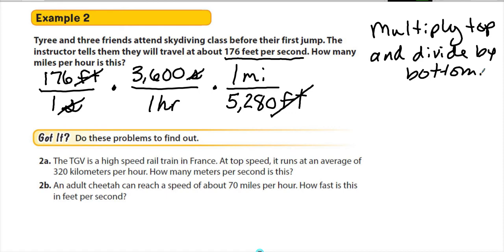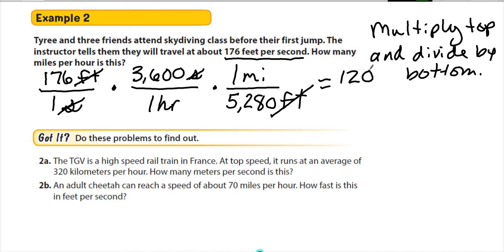Okay, so we're going to take 176 times 3600. Get that answer, and that gave me 633,600, right? Now we're going to divide it by the bottom. So we're going to divide that number by 5,280. And I came up with exactly 120.